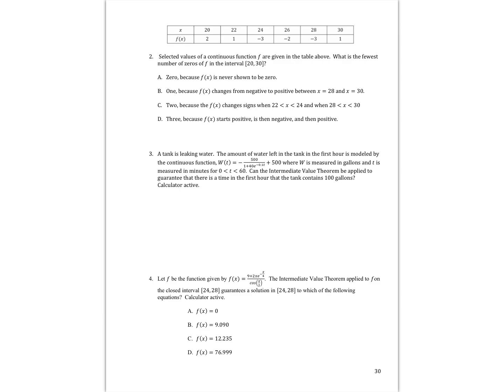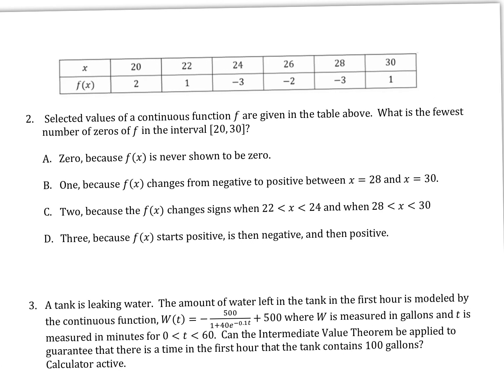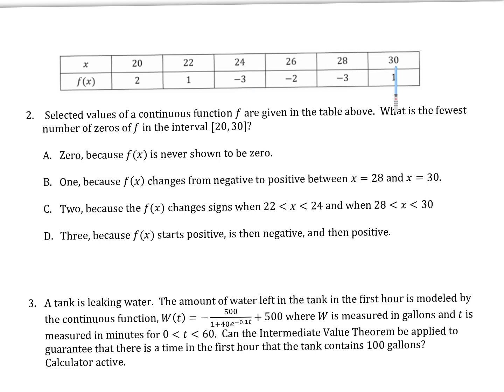Okay, you guys, now we just have a table. Now we have a table, selected values of a continuous function. So even though I only gave you 6 points, the function is continuous. So even though we don't know what's going on between 2 and 1 here on these y values, it is continuous, okay? Where the fewest number of zeros, this is just a 0 is just when the y is 0. That's all a 0 means. From this interval, look at this interval, Kate, 20 to 30, these are both referring to x's. Here's x of 20, here's x of 30.